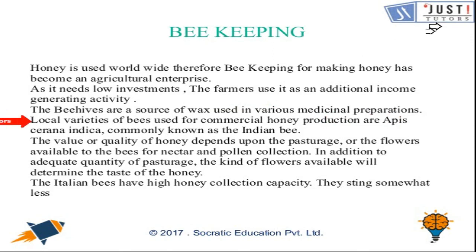Local varieties of bees used for commercial honey production are Apis cerana indica, commonly known as the Indian bee. The value or quality of honey depends upon the pasturage, or the flowers available to the bees for nectar and pollen collection. In addition to adequate quantity of pasturage, the kind of flowers available will determine the taste of the honey. And generally, the Italian bees have the highest honey collection capacity. They sting somewhat very less.